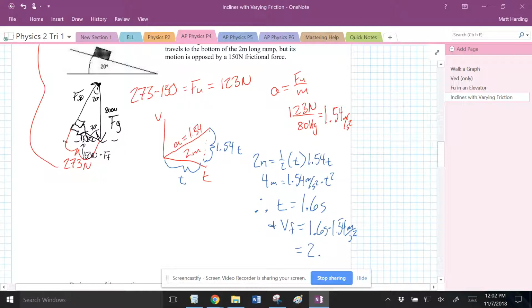What was the velocity on the last one? 2 point. The previous one with 150 newtons was like 2.6-ish, something like that.